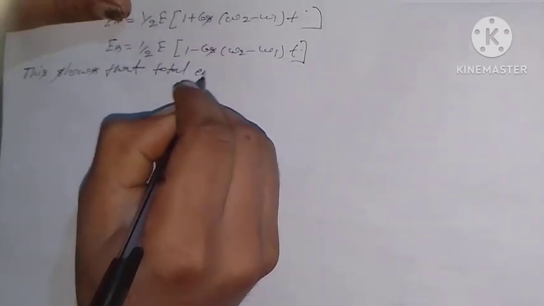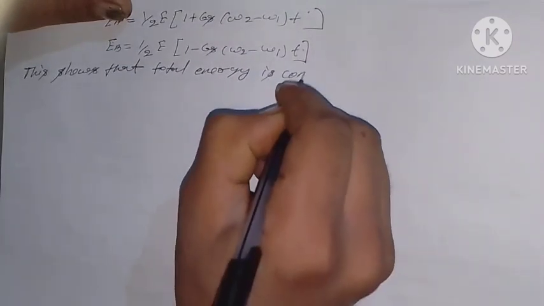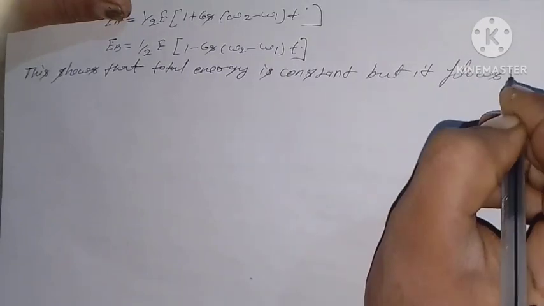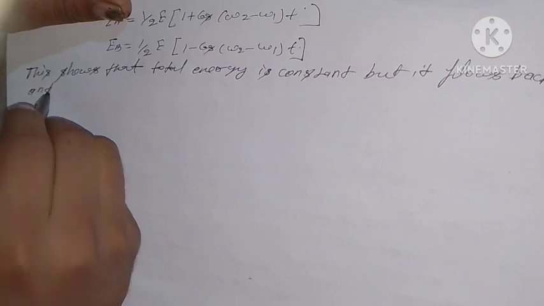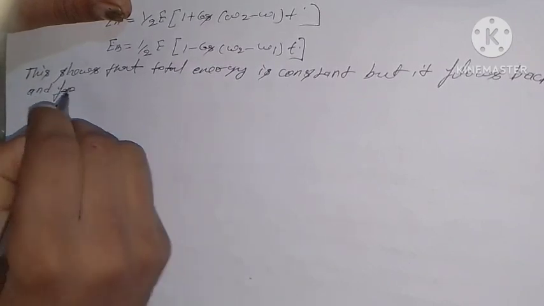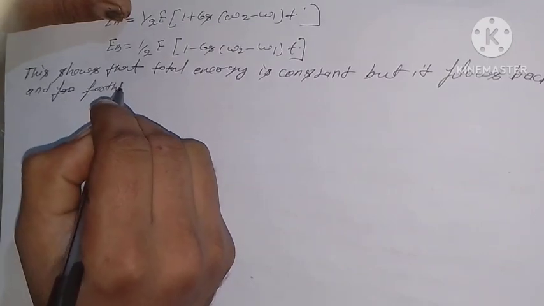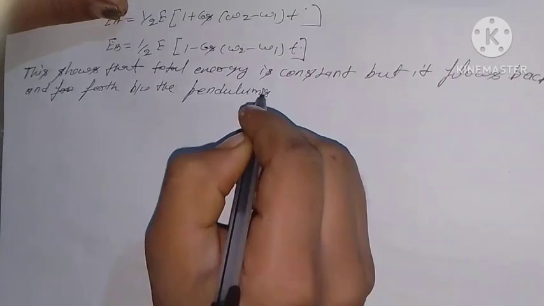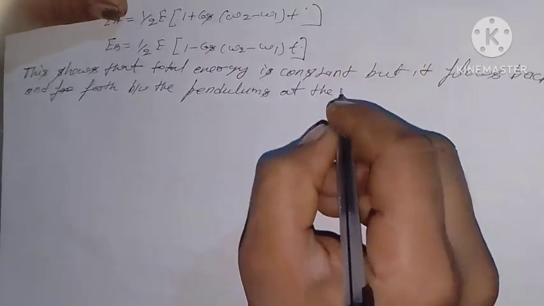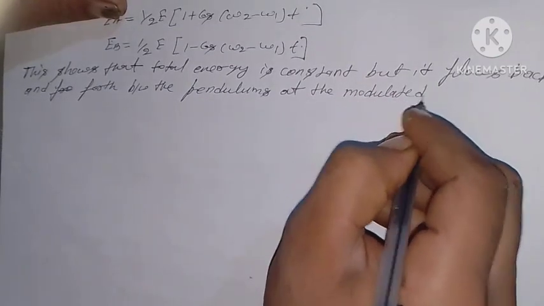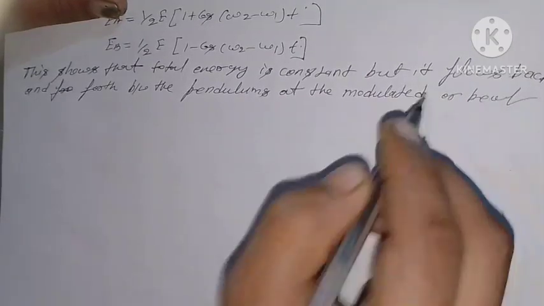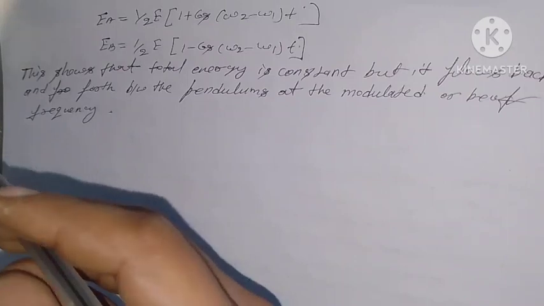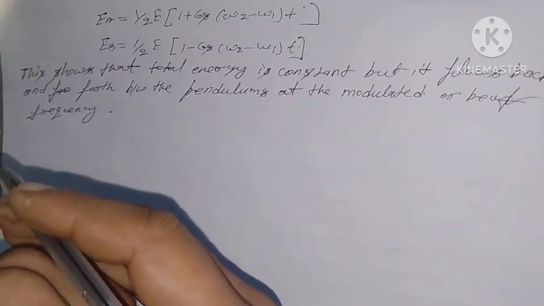Okay, this shows that total energy is constant, but it flows back and forth between the pendulums at the modulated or beat frequency.